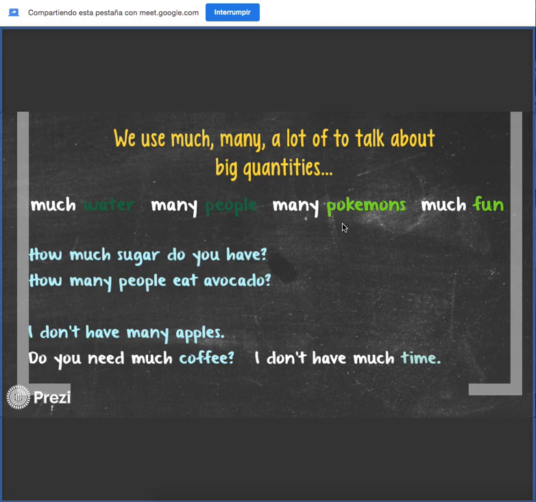Varios, por decirlo así, y much es de mucho. I think actually the meaning is the same. El significado es el mismo, mucho. But take a look at the examples, Gabby. Much water, much fun. Many people, many Pokemons. So what's the difference between much and many?